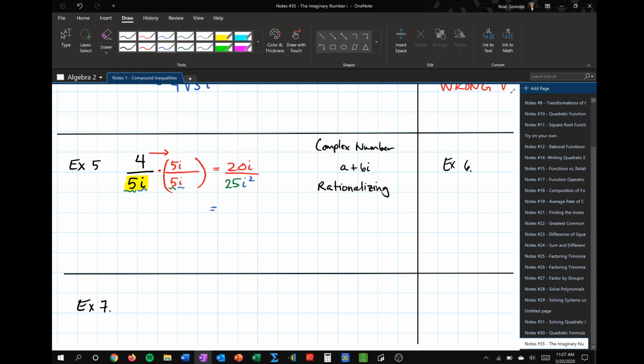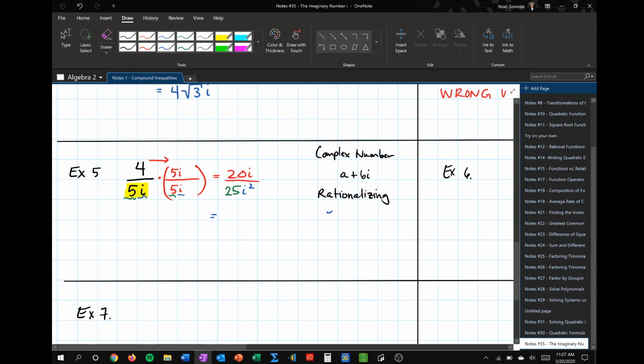What you do instead is you convert the i squared. What do you know i squared to be? i squared is equal to negative 1. So this is why we rationalize, because then it transforms the i squared into negative 1. So think about it. Now we get 20i all over 25 times negative 1. So by doing so, now what you have is 20i all over negative 25. No longer do you have the i in the denominator. Now it's only in the numerator.